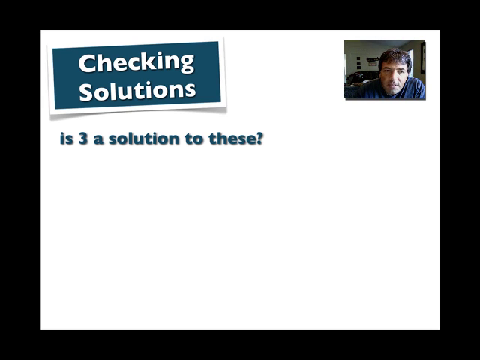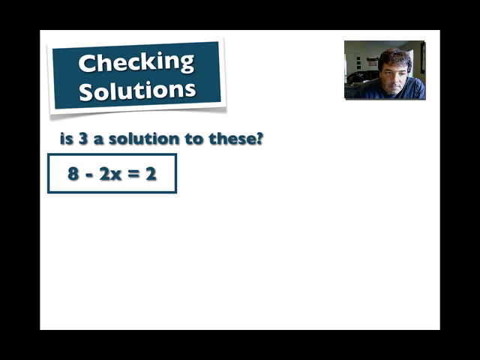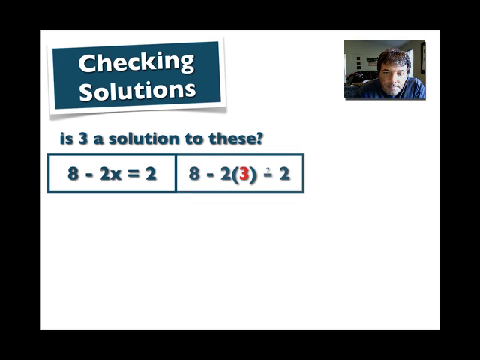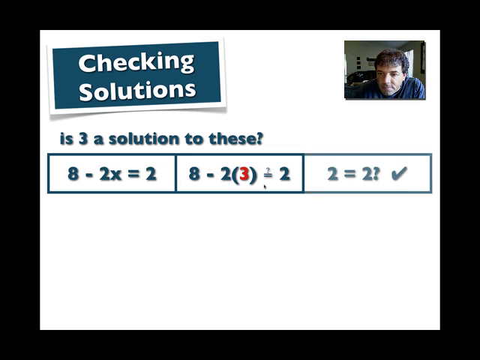So don't bother writing this down. Just kind of follow along. And what they're asking us in your book is this. If we put 3 into this equation, is 3 going to be a solution? So what we're going to do is substitute 3 in for x and ask ourselves, is 8 minus 2 times 3 equal to 2? Well, 2 times 3 is 6, and 8 minus 6 is 2. So in this case, 3 is a solution to the equation. In fact, it's the only solution.